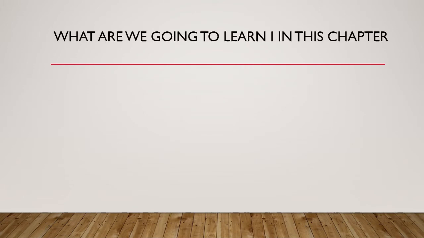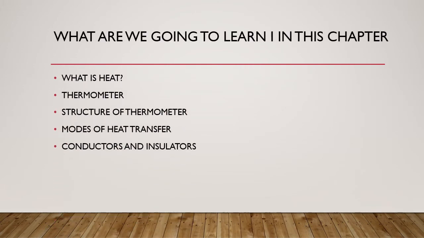Before starting the chapter, I would like to tell you what we are going to learn from it. What are the main key points? What is the content of the chapter? That is: what is heat, the thermometer, the structure of a thermometer, modes of heat transfer which are conduction, convection and radiation, and conductors and insulators. Thermometers are of two kinds, clinical and laboratory thermometers. So let's start the chapter.